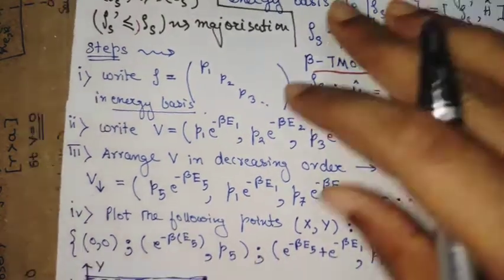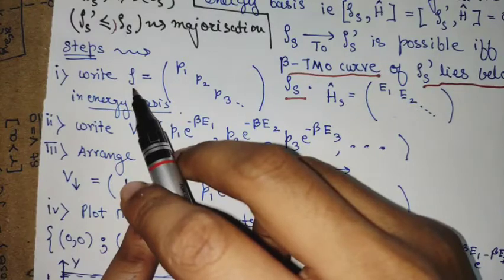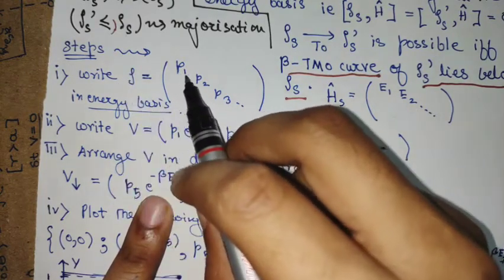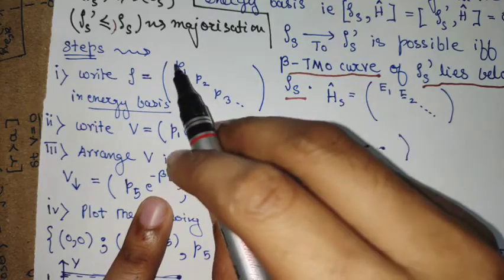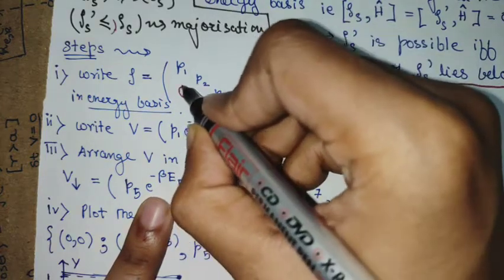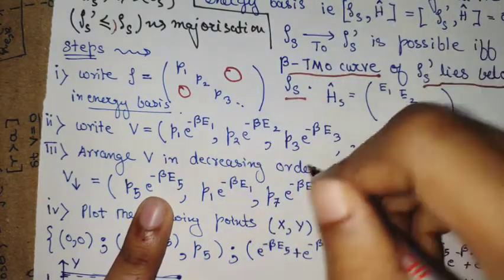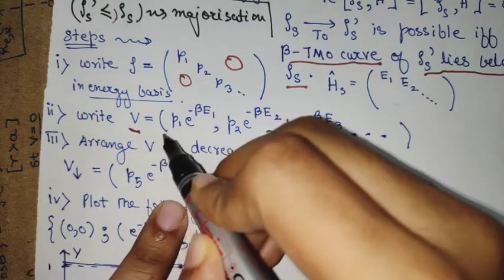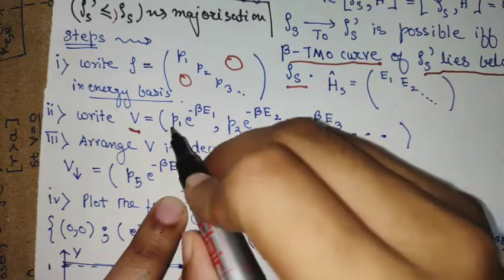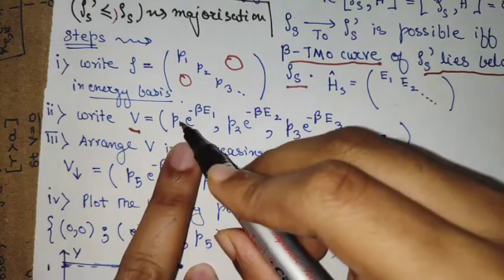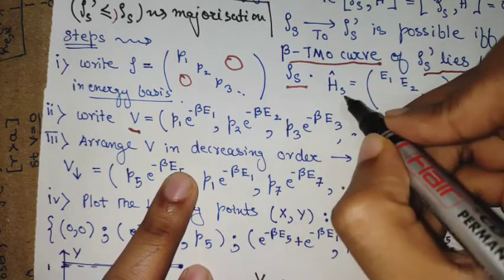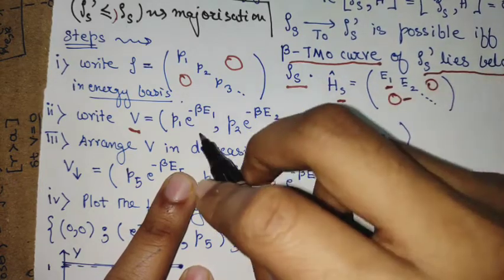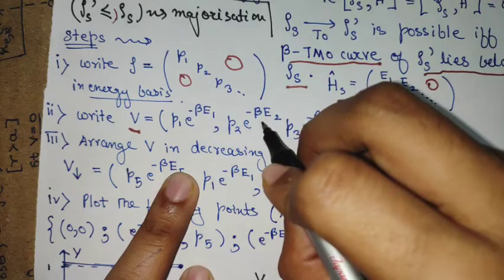So now let's see, once we have a given state, how we can plot this thermomajorization curve. Given a state rho, we can diagonalize it in the energy basis. It will give us these eigenvalues, but these eigenvalues are in the energy basis. Now what we can do is write a vector quantity, or a tuple, of the form that you see here. The first is p1 e to the power minus beta E1, where E1 comes from the eigenvalues of the Hamiltonian. Then we have p2 e to the power minus beta E2, p3, and so on.